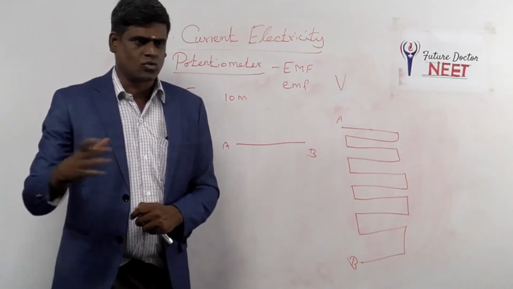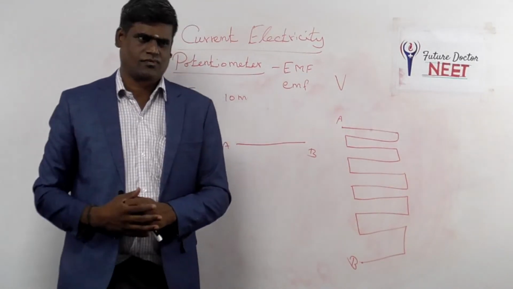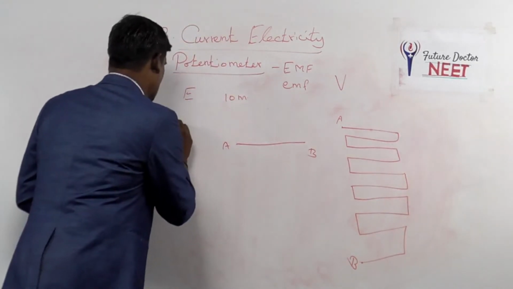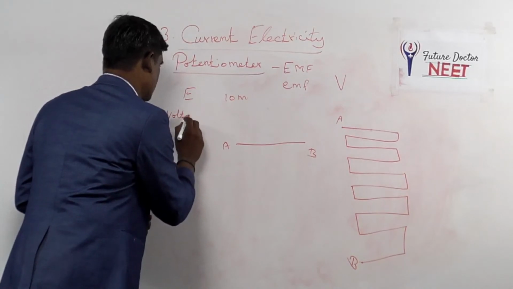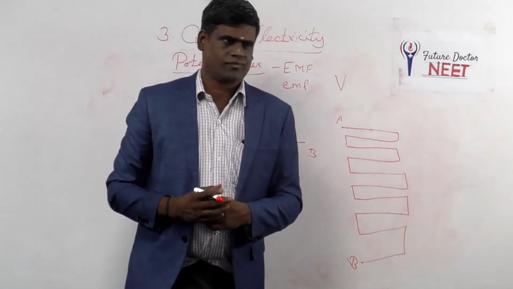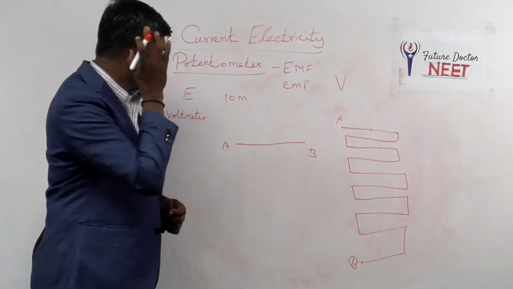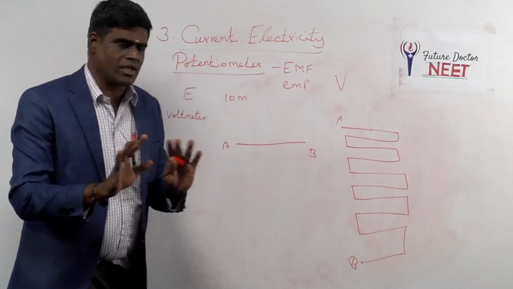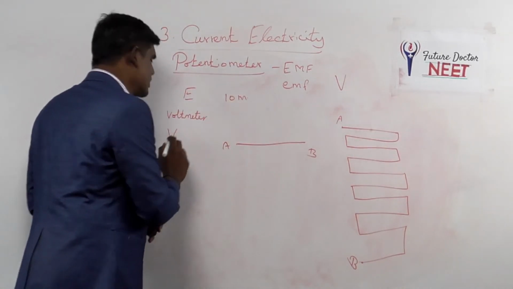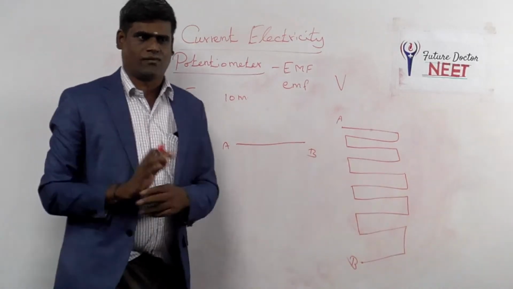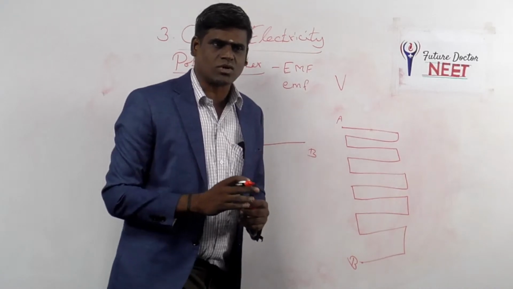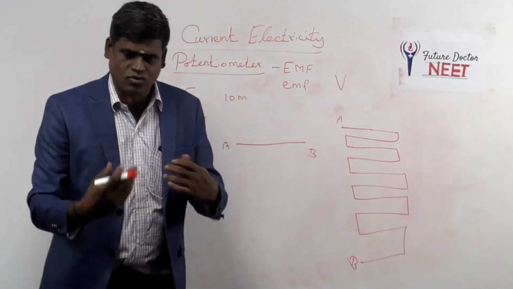After some 1 or 2 months, what will happen? It will be reduced. How will you check it? Using a voltmeter, or a multimeter. But a voltmeter does not measure EMF accurately. A voltmeter will measure potential difference only, not EMF. That is the question I asked you, the question for tomorrow.